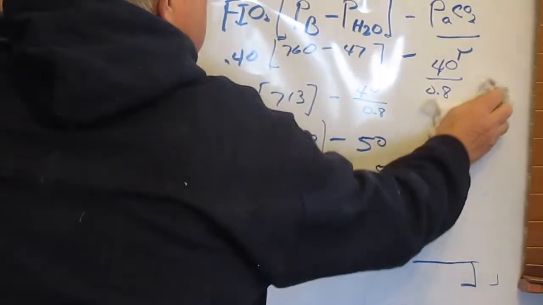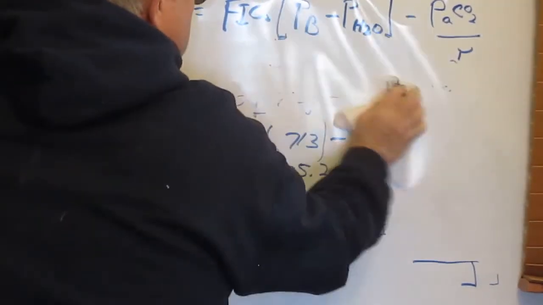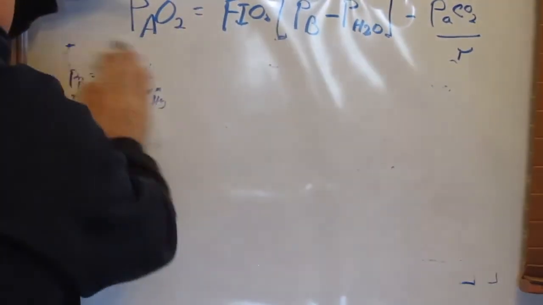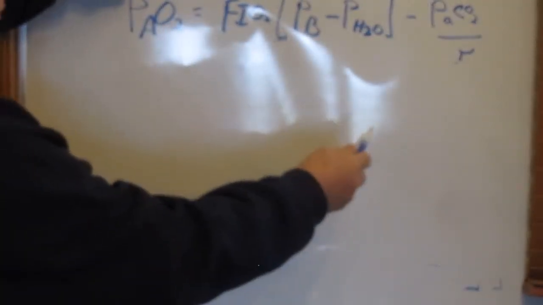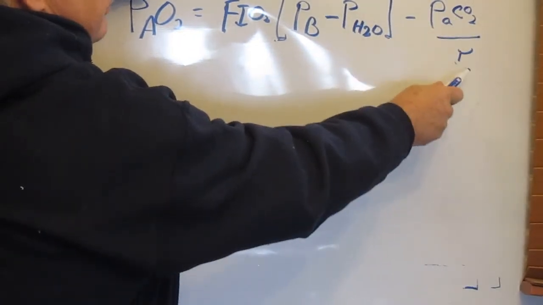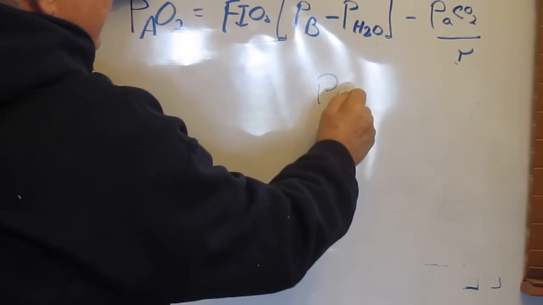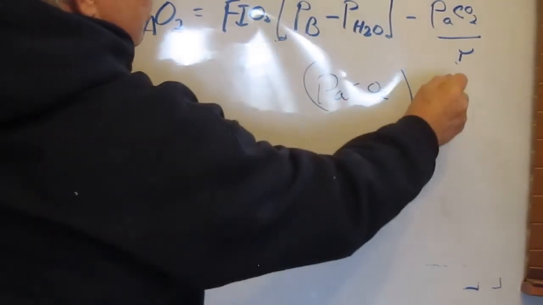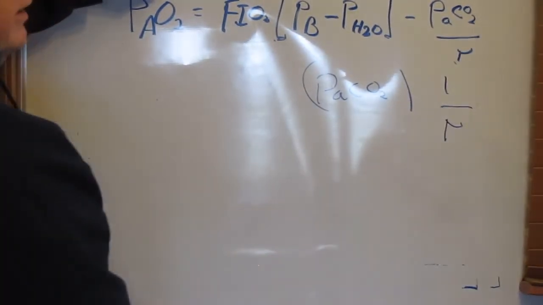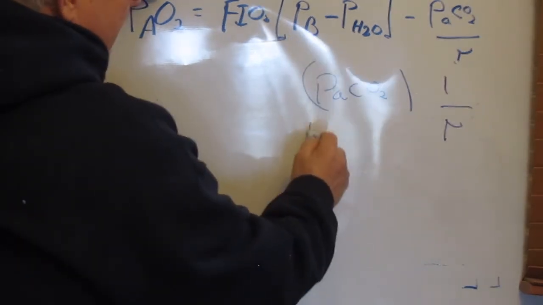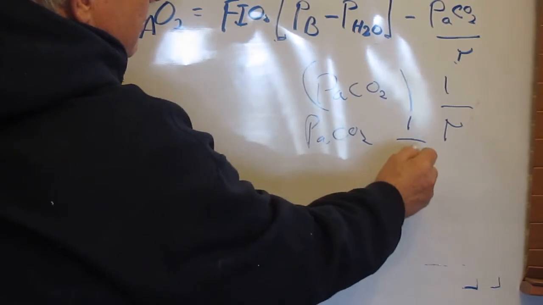Let's talk about this R. As you can see from this formula, this is PaCO2 divided by R. We could also rewrite that as PaCO2 times 1 over R. That changes nothing. All we've done is factored that out from underneath. It's still a fraction with R on the bottom. And now we have PaCO2 times 1 over 0.8.